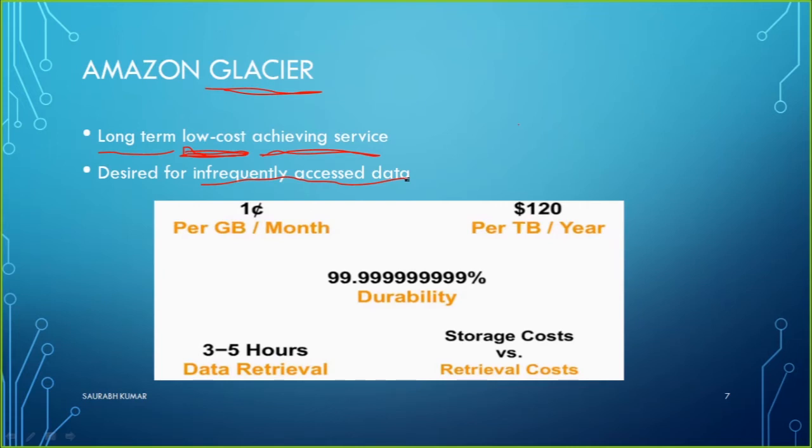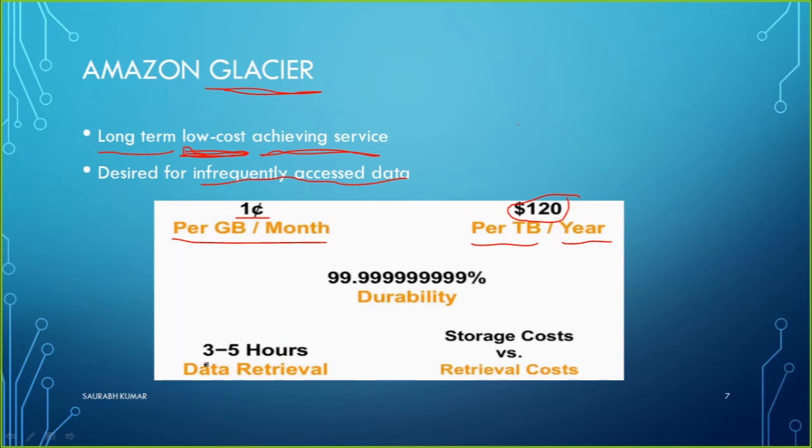Here is some of the information I have collected from the internet: generally the cost of Glacier is 1 cent per GB per month. Meaning that if you retrieve 1 GB in a month, you will be charged 1 cent. If you go to a big amount of size, say 1 terabyte, if you retrieve the data in a year, you will be charged $120 only, which is very, very cheap if I compare with any other storage.